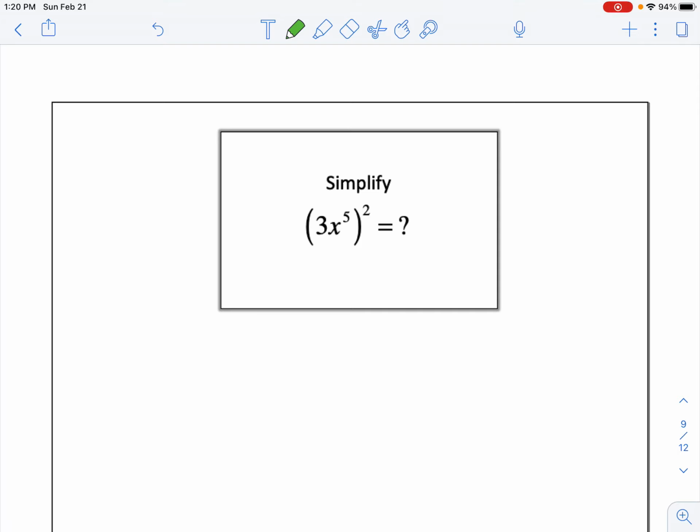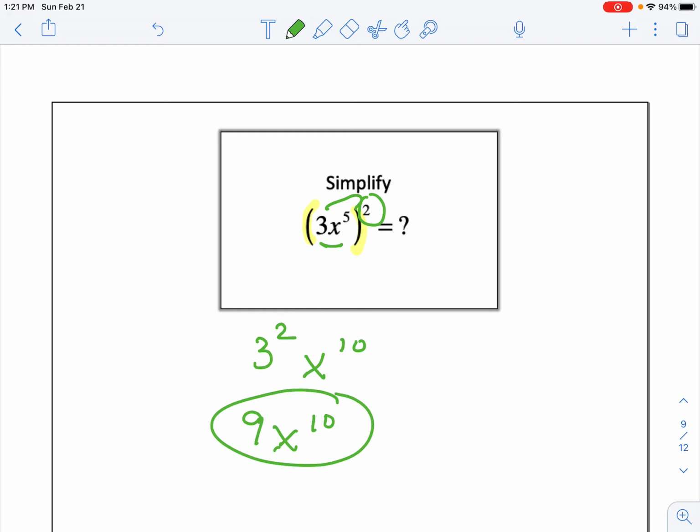Okay, and this next one here. We are taking all of this, raising it to the second power. Again, applying our power properties, that gives us 3 squared, and it gives us x to the 5th raised to the 2nd, which is x to the 10th. So we get 9x to the 10th.